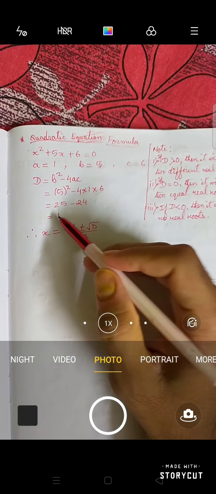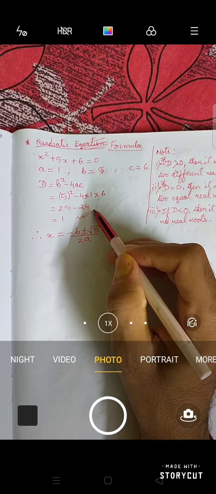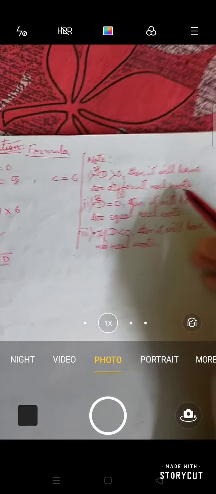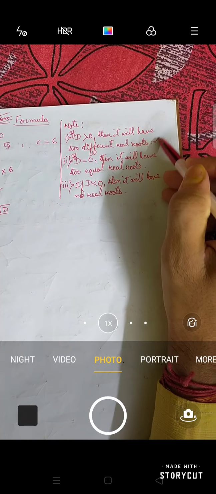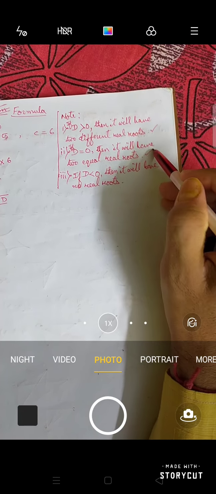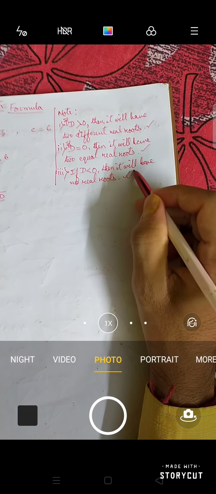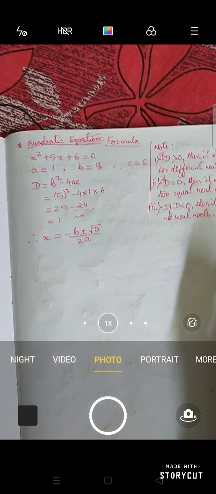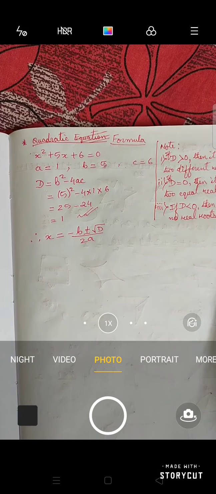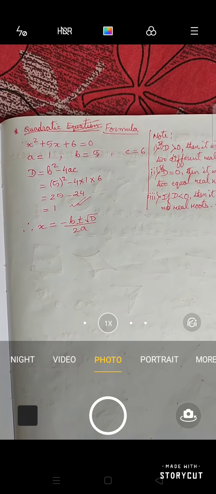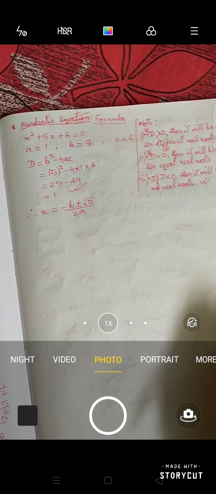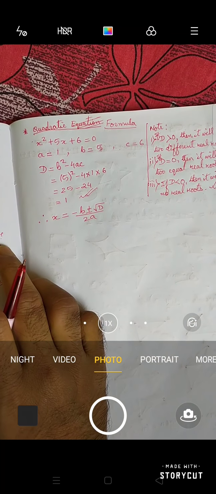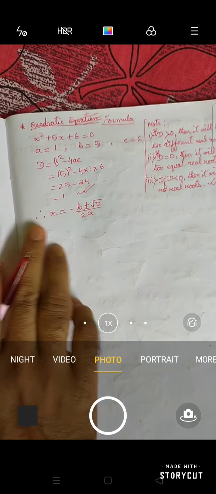So first of all, you should find D. After finding D, you should know whether they will have two different real roots, or equal roots, or no roots. If they don't have any roots, that means if D is less than 0, no need to find further. Simply say that since D is less than 0, it will have no real roots. That is the answer. Is it clear? But if you are having D equals 0 or D greater than 0, then you have to find further.